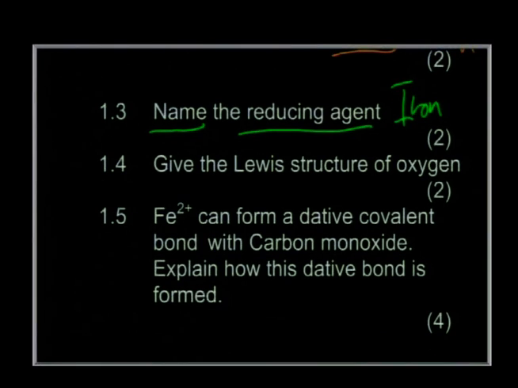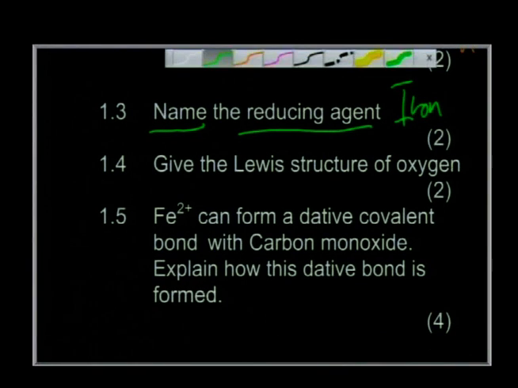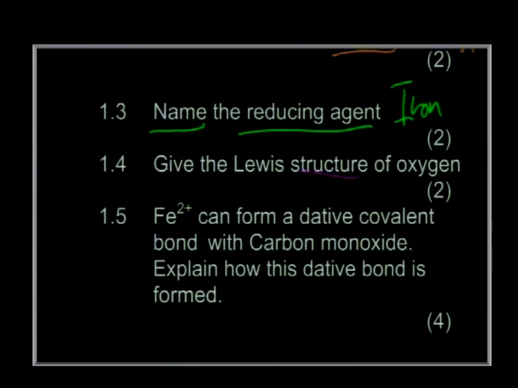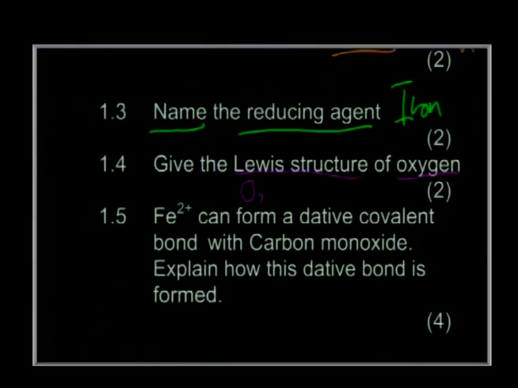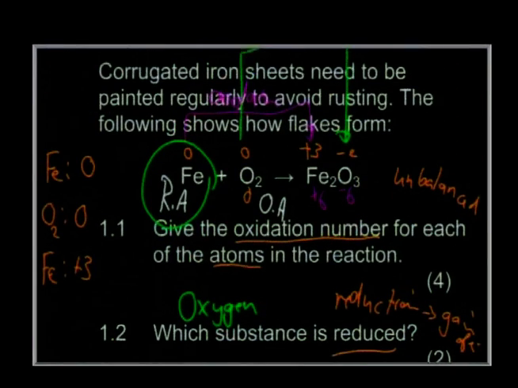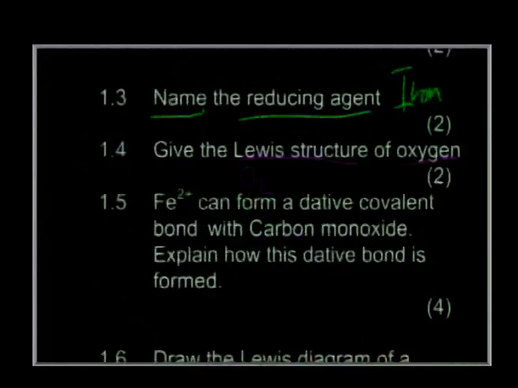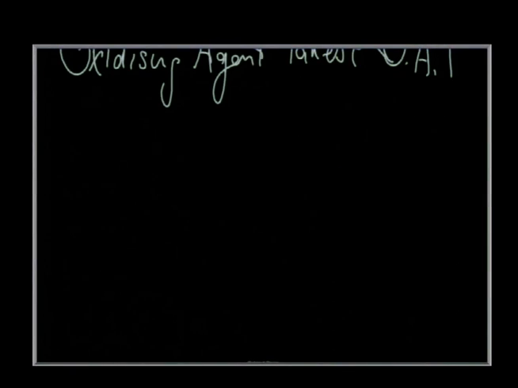Now, the next question is quite important, and we've done some like it. It asks for the Lewis structure of oxygen. Now, please notice something here. Oxygen here, we need to understand that when we talk about oxygen, we're not talking about the oxygen atom. We're talking about oxygen, the substance. Oxygen, the substance, is a diatomic molecule. So it's O2. And even in the equation, we've got O2. So remember that. So let's draw the Lewis diagram underneath here. Head it Lewis diagram.